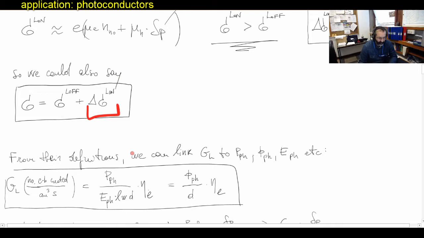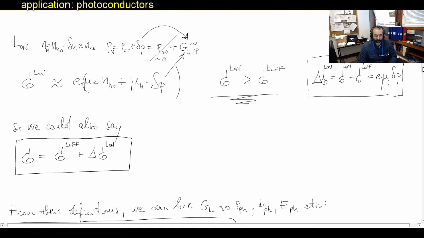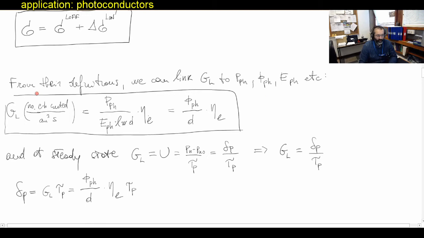Now, from the definition of the different quantities at play here, what we could do is find a link between GL, P_ph, and so on. Indeed, GL is, if you remember, the generation rate due to light, so it's the number of electron holes created per cubic centimeter per second, or per unit volume per second. And so, even just by looking at the units, I could guess that this must be the power of the photons hitting the semiconductor.